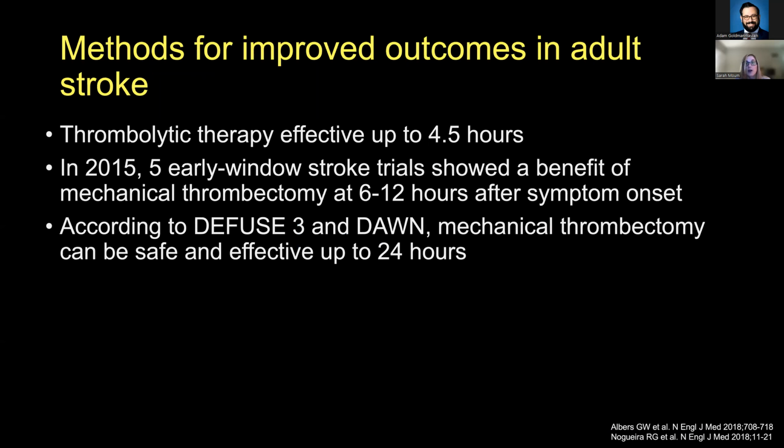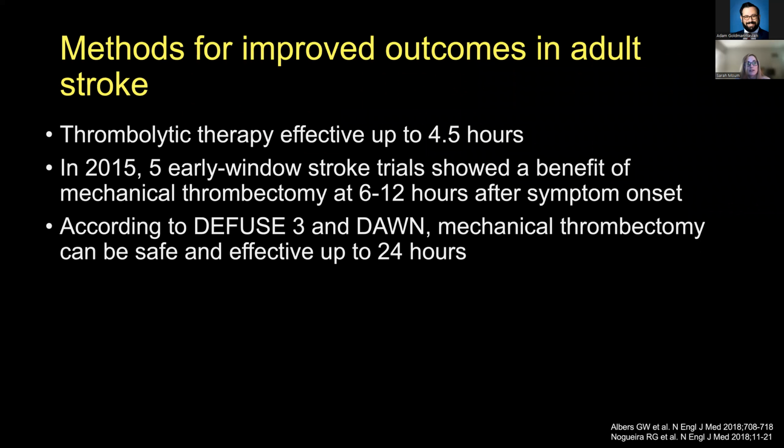These centers also have at their disposal the ability to administer revascularization therapies. In adults, thrombolytic therapy can be performed up to 4.5 hours from the patient's last known normal. There have also been several adult stroke trials looking at mechanical thrombectomy.